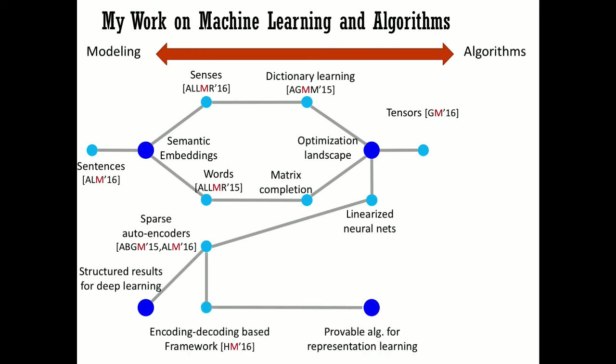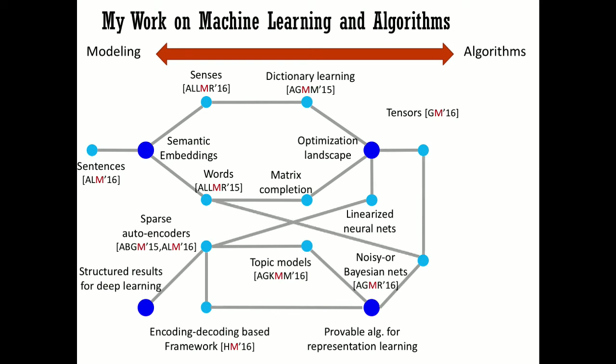I've also worked on several questions along the line of provable algorithms for representation learning. For example, we have this encoding-decoding-based framework for unsupervised learning where we can solve some questions that we couldn't solve in the usual framework. And this also connects to sparse autoencoders. I've also worked on topic models and noisy-or Bayesian nets, where we use ideas that we learned from word embeddings and the algorithmic ideas we learned from tensor decomposition.